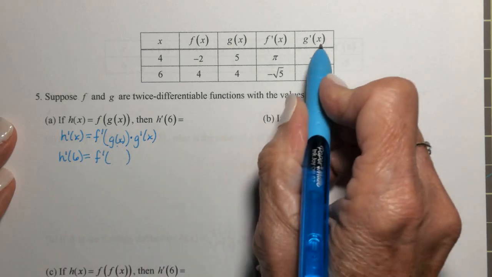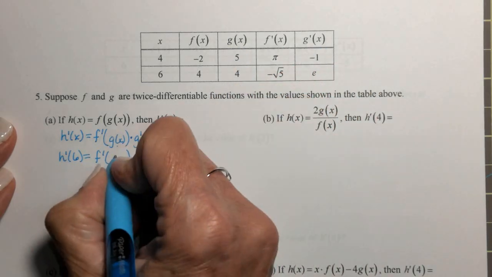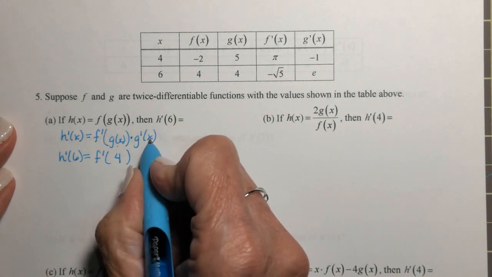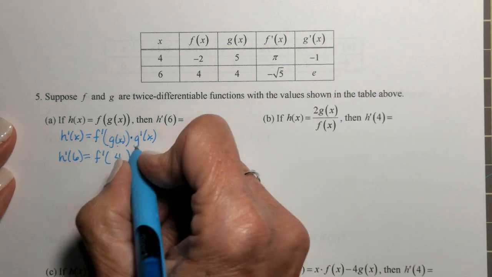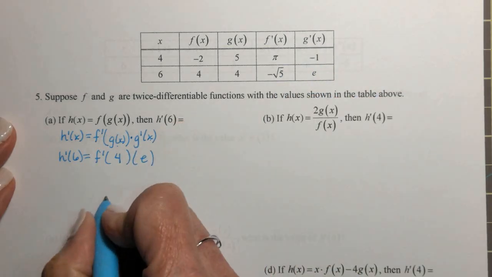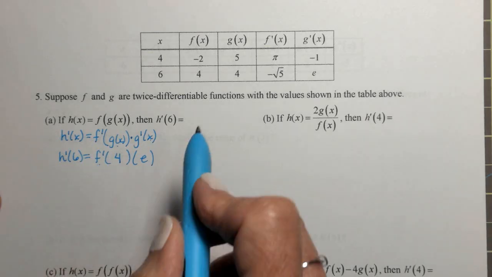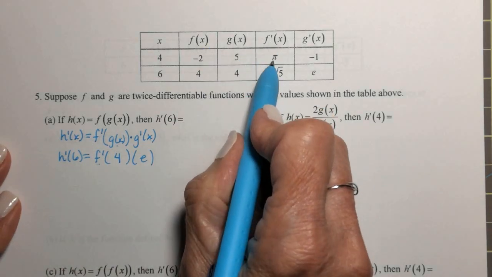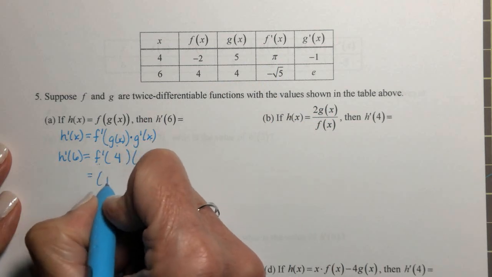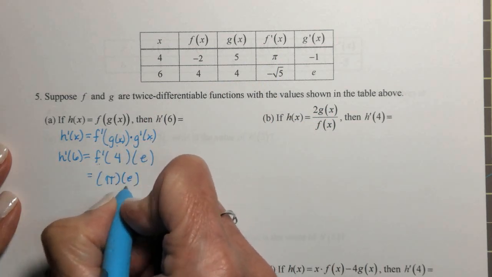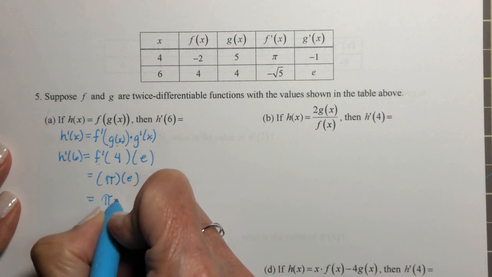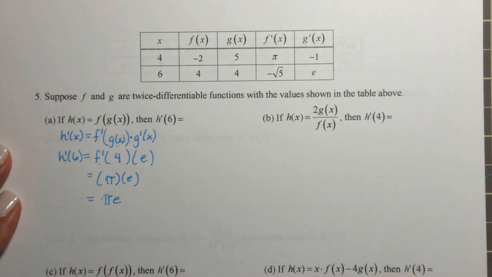G of 6 is 4. G prime of 6 is E. And now we find f prime of 4. F prime of 4 is pi. So we have pi times E. Pi E or E pi, either way.